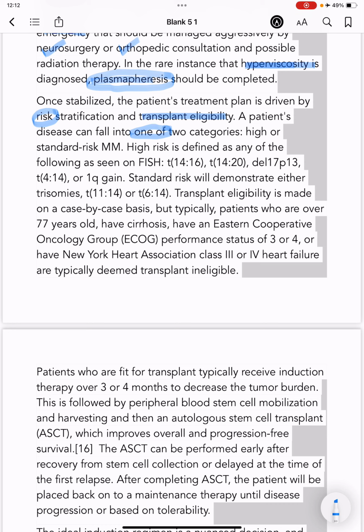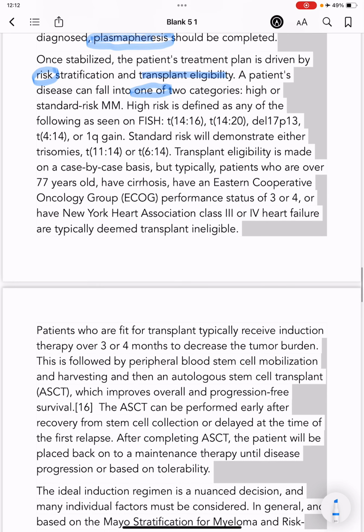So a high risk multiple myeloma patient is defined by any of the following seen on FISH, fluorescent in situ hybridization. If any of these translocations is present, you have to remember it is mostly 14, Valentine's Day, February 14. So translocation 14 and 16, t(4;14), t(14;16), then t(14;20).